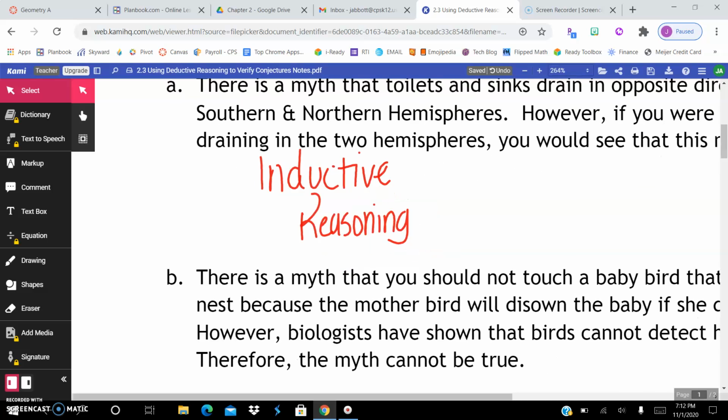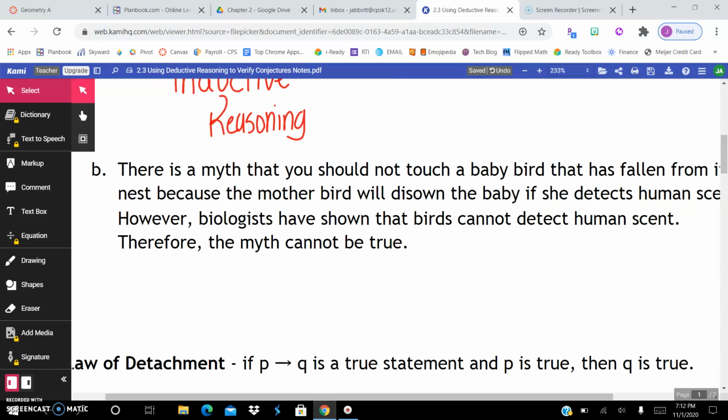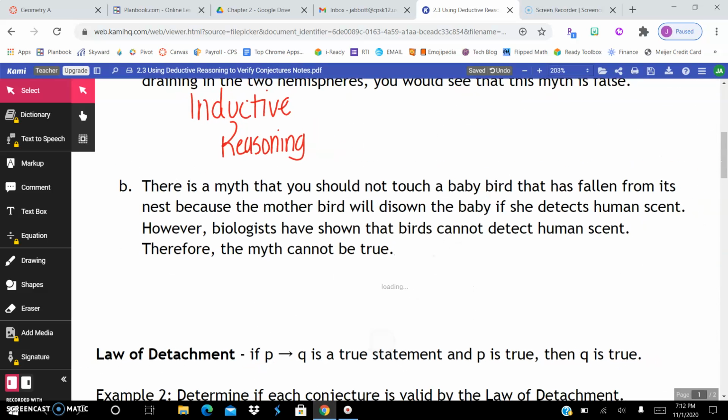The next one, part B, says that there is a myth that you should not touch a baby bird that has fallen from its nest because the mother bird will disown the baby if she detects human scent. However, biologists have shown that birds cannot detect human scent. Therefore, the myth cannot be true.